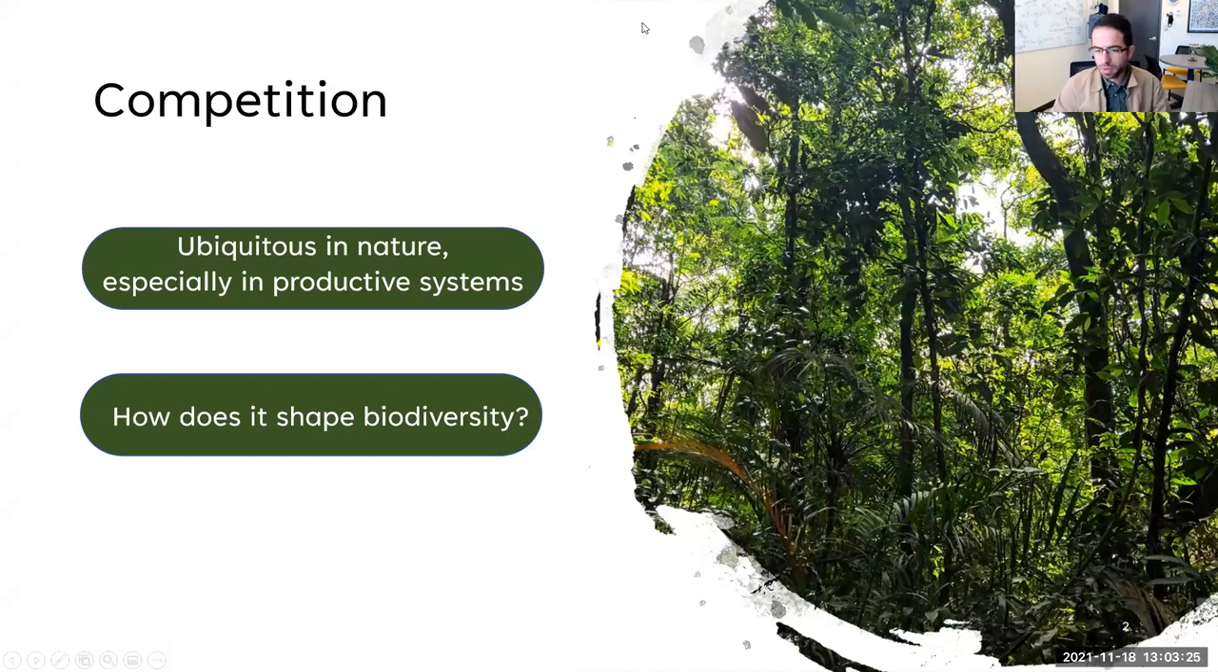Competition is one of the fundamental interactions among species in nature. It is ubiquitous. This is a picture of a tropical forest. In tropical forests, you have warm temperatures and a lot of rain, so there are a lot of resources for plants. And all of those plants need the same resources, so presumably there's a lot of competition going on in there. One of the questions that ecologists interested in species assemblages like forests ask is: how does competition shape biodiversity? Meaning, are there patterns of biodiversity that we can attribute to competition?